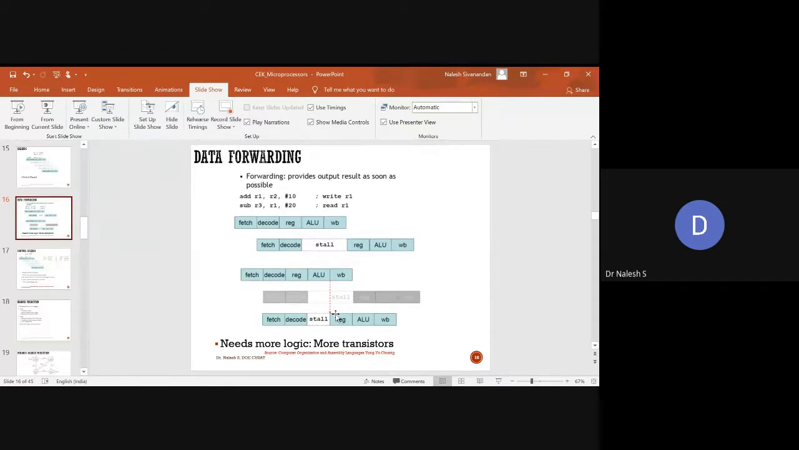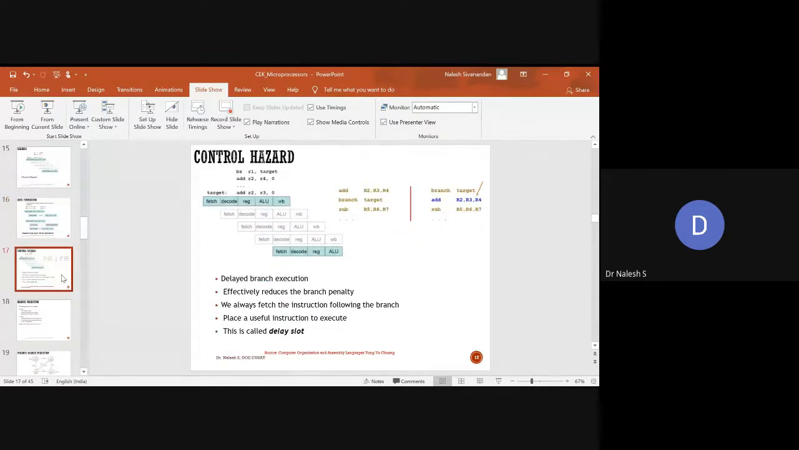And how are we able to implement these options or this logic? Because we have more transistors. When you move from one generation to another generation, you get more transistors. You use these transistors to implement this logic so that your performance is improved.